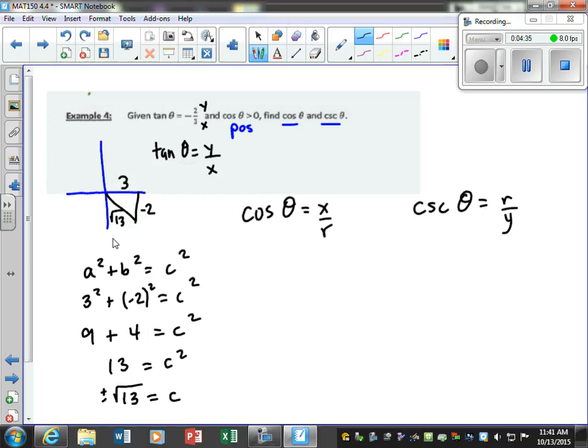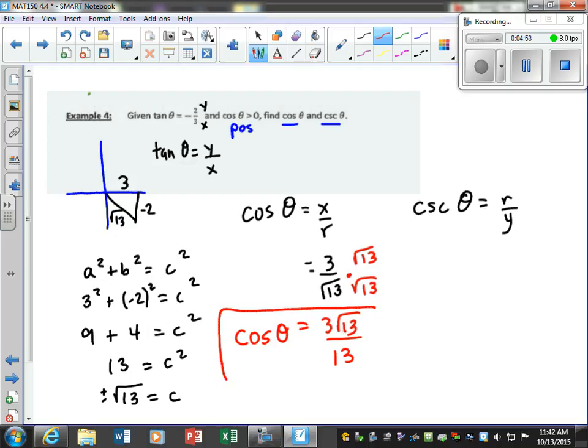So let's just put it over here. So 3 over the square root of 13. What do we need to do with that? Let's rationalize that denominator. And we would just get 3 square root of 13 over 13. So cosine of theta.